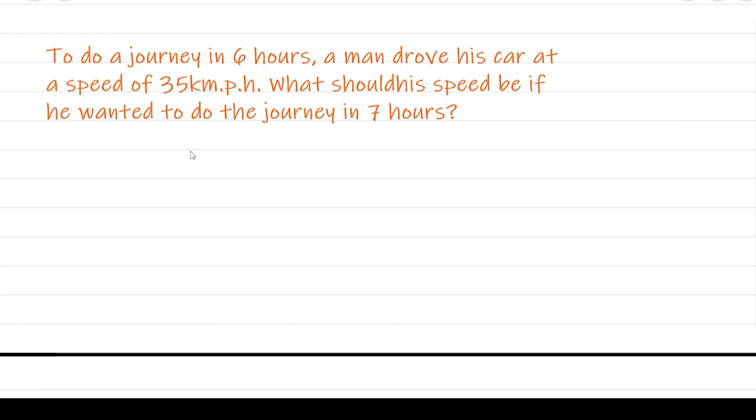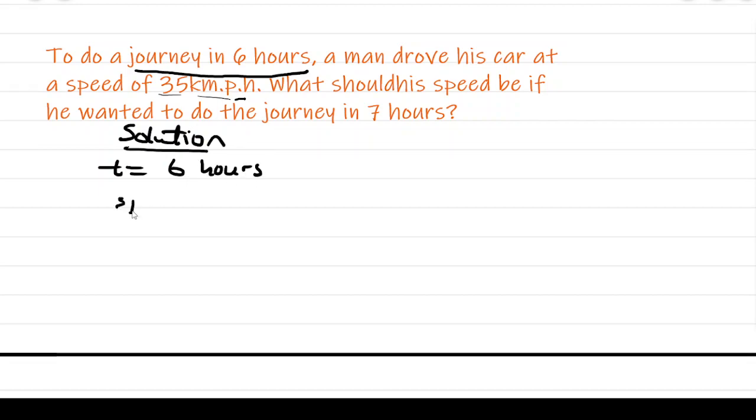Well, this one here is telling us about a journey done in 6 hours. So the time given to us is 6 hours. A man drove his car at a speed of 35 kilometers per hour. So, solution. I always write the solution before even reading the problem completely. So we are given time is 6 hours, and then the speed is 35 kilometers per hour. So what should his speed be if he wanted to do the journey in 7 hours?